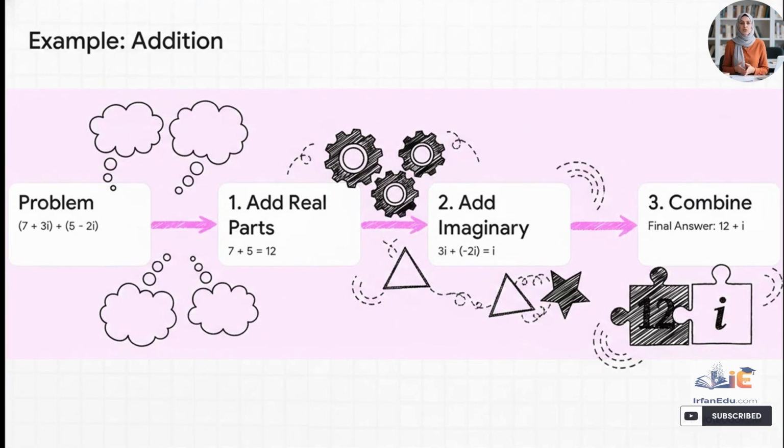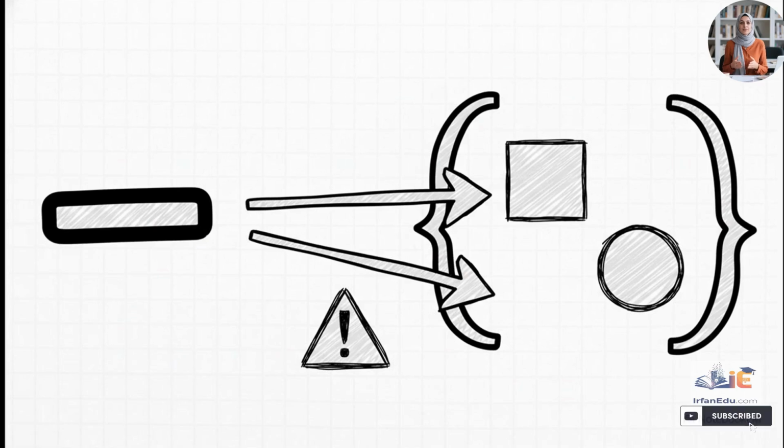Say we have 7 + 3i plus 5 − 2i. First, we just grab the real parts, that's the 7 and the 5, and add them up. That gives us 12. Then we take the imaginary parts, 3i and −2i, and add those. We get a single i. Now just put the two puzzle pieces back together and boom, you've got your answer, 12 + i. All right, ready for subtraction?